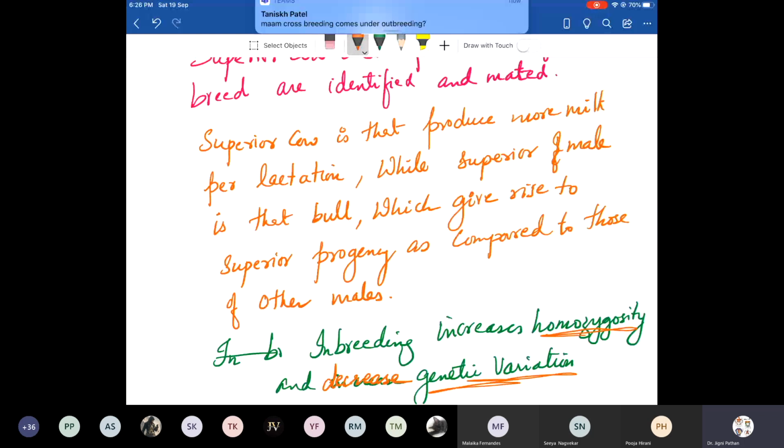The next question, the next one is outbreeding. So what is outbreeding? I hope each and everybody in the class has understood inbreeding. Important concept. Yes, everyone.